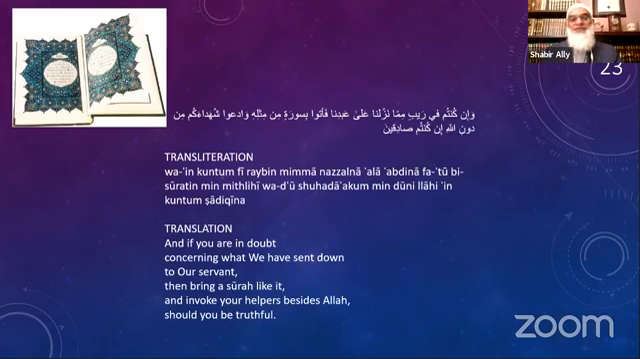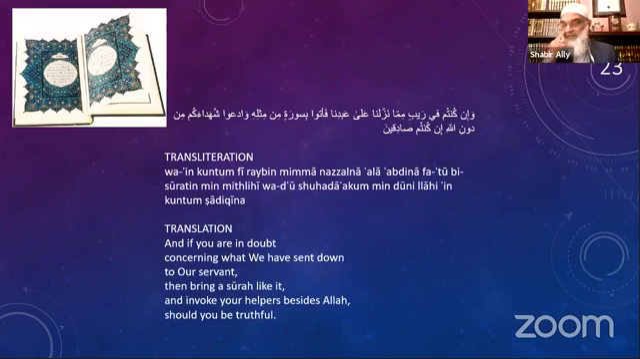مثله وادعوا شهداءكم من دون الله إن كنتم صادقين. Translation. And if you are in doubt concerning what we have sent down to our servant, then bring a surah like it and invoke your helpers besides Allah, should you be truthful.